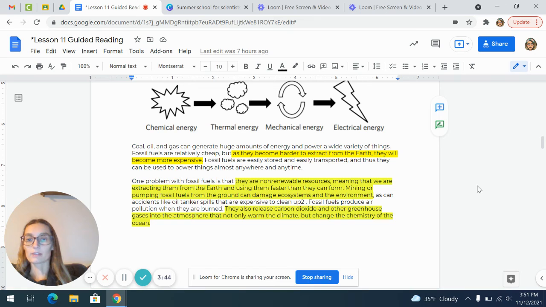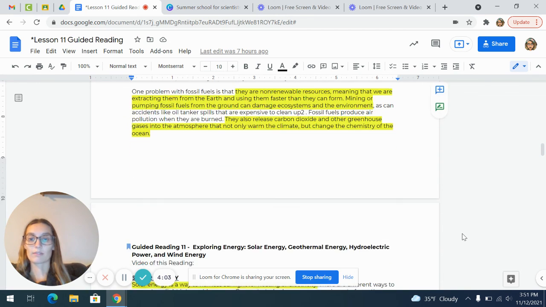Mining or pumping fossil fuels from the ground can damage ecosystems and the environment, as can accidents like oil tanker spills that are expensive to clean up. Fossil fuels produce air pollution when they are burned. They also release carbon dioxide and other greenhouse gases into the atmosphere that not only warm the climate, but change the chemistry of the ocean.